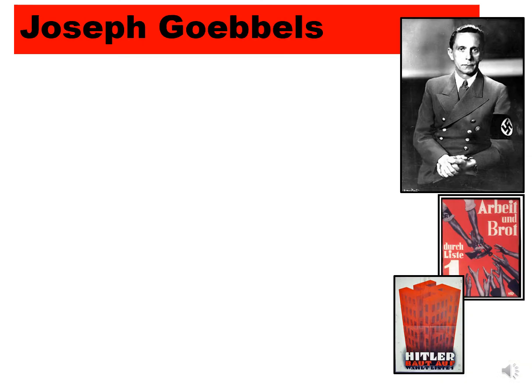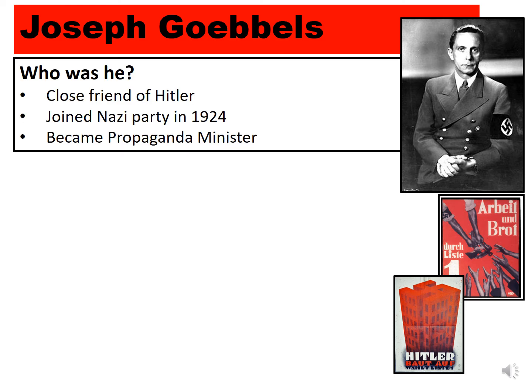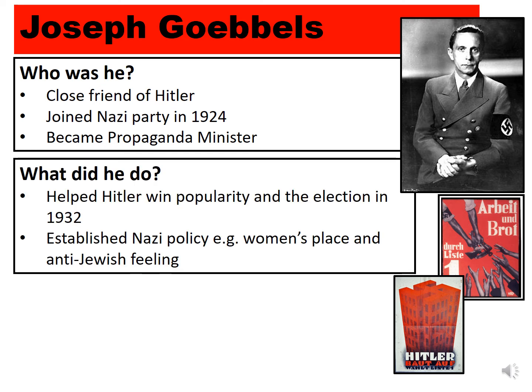Okay, here's one that you may recognise a bit more, Joseph Goebbels. He's a close friend of Hitler. He joined the Nazi Party early on in 1924. And he was made propaganda minister when Hitler became the leader of Germany in 1933, which means he's in charge of propaganda, he's in charge of Hitler's image, and he's in charge of getting Hitler into power and keeping him there through things like speeches, posters, film. So he helps Hitler win that 1932 election.